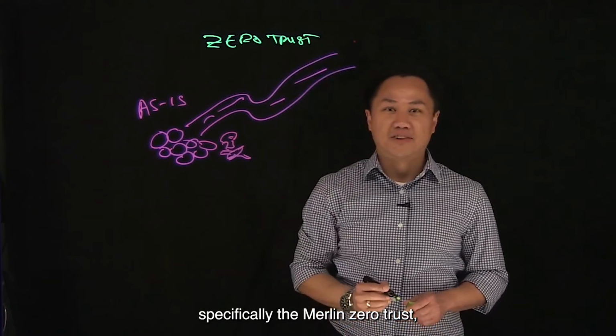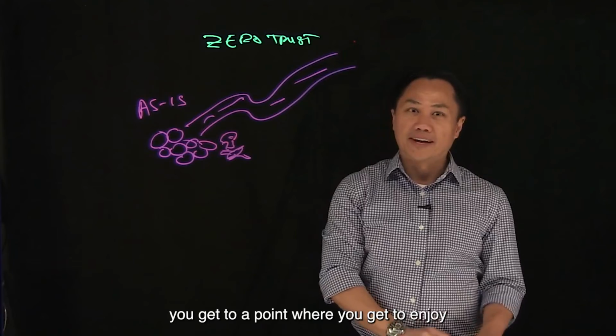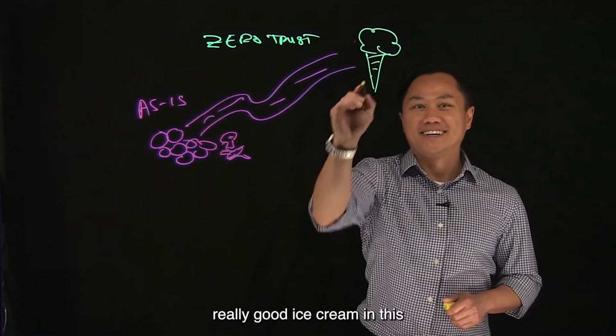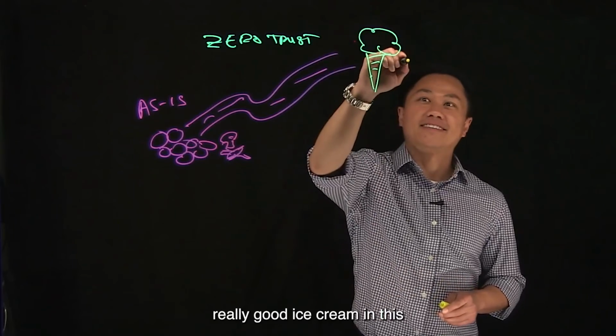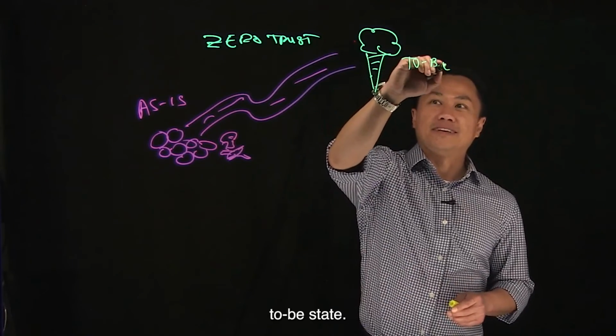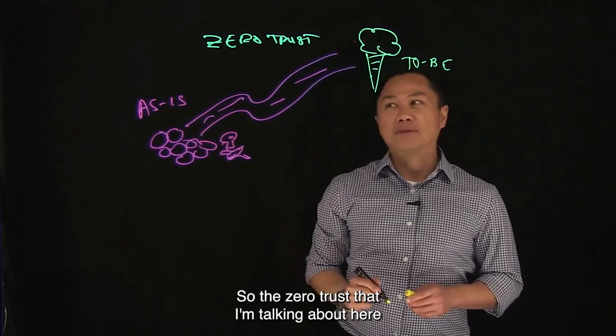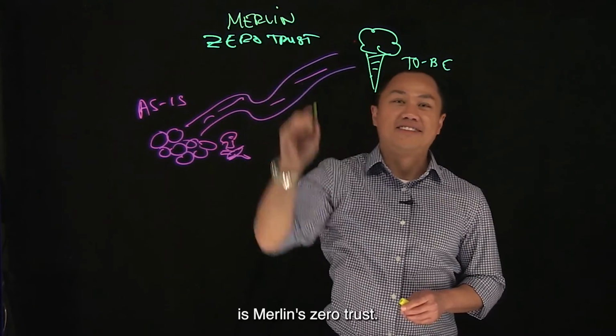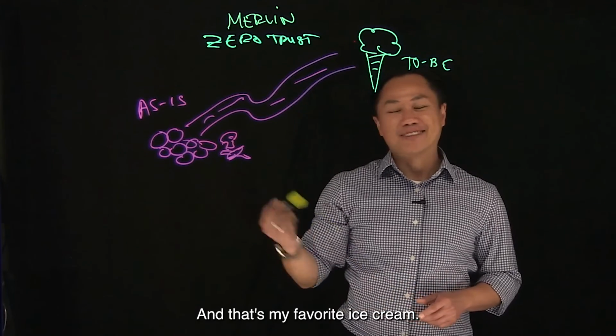specifically the Merlin Zero Trust, you get to a point where you get to enjoy really good ice cream in this to-be state. So the zero trust that I'm talking about here is Merlin's Zero Trust. And that's my favorite ice cream.